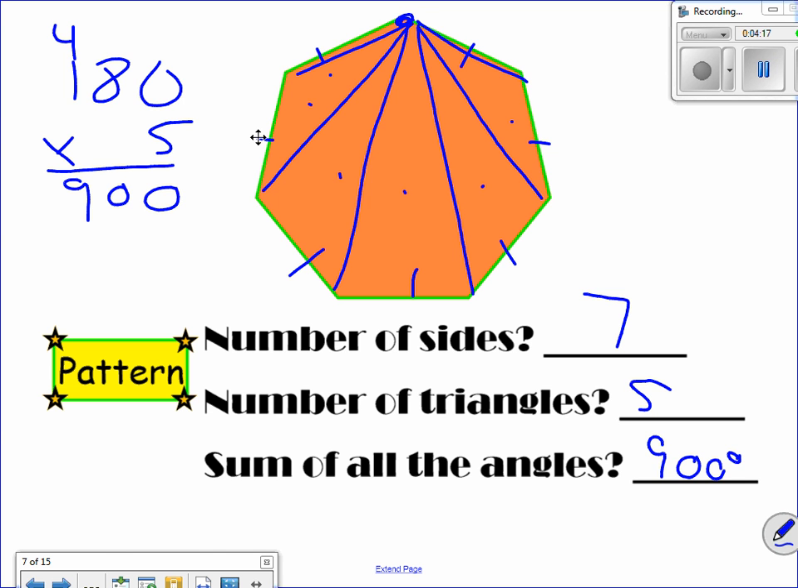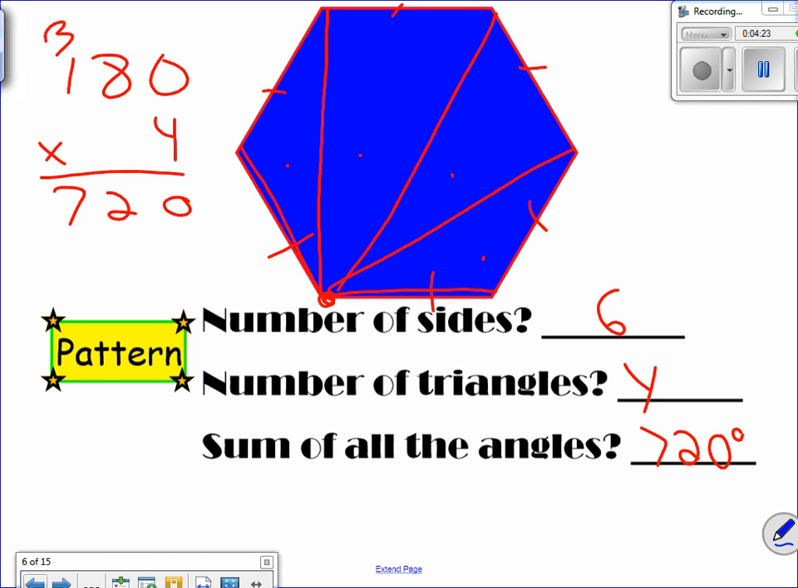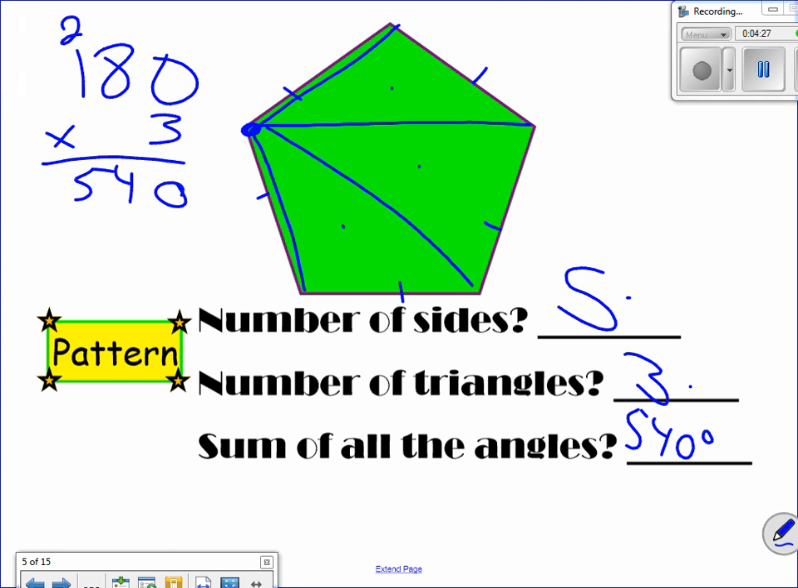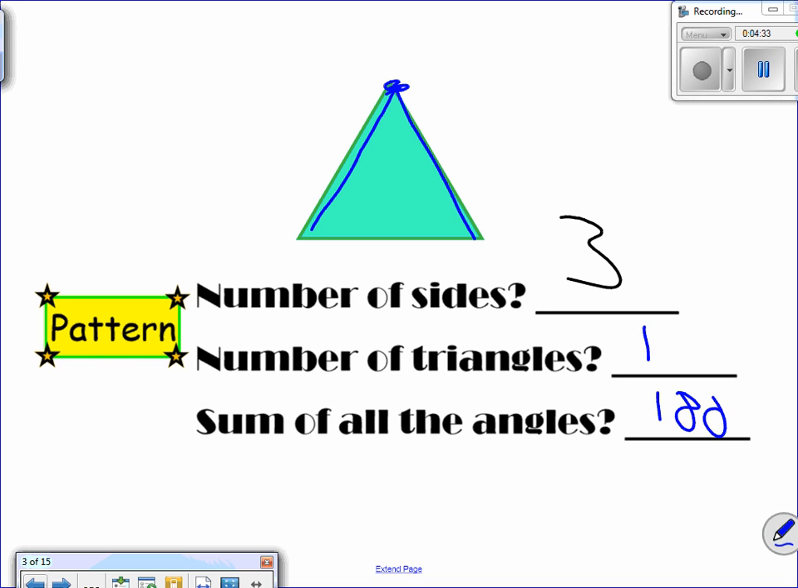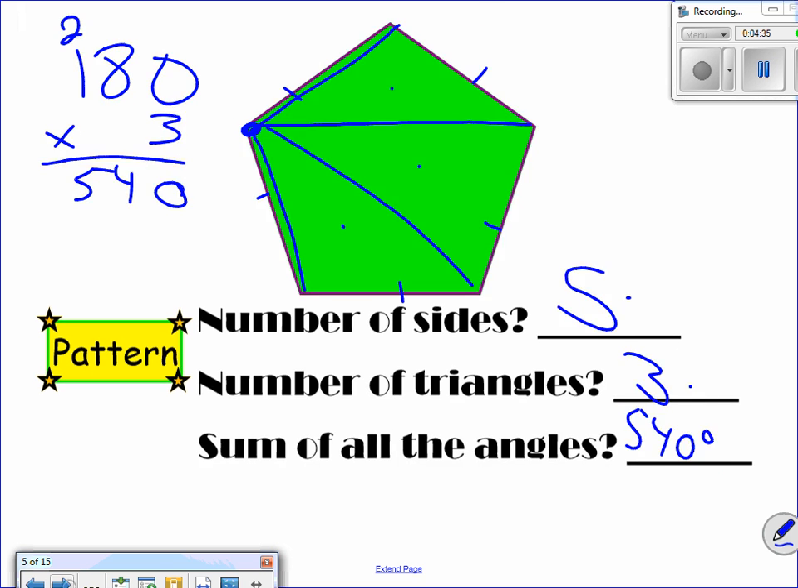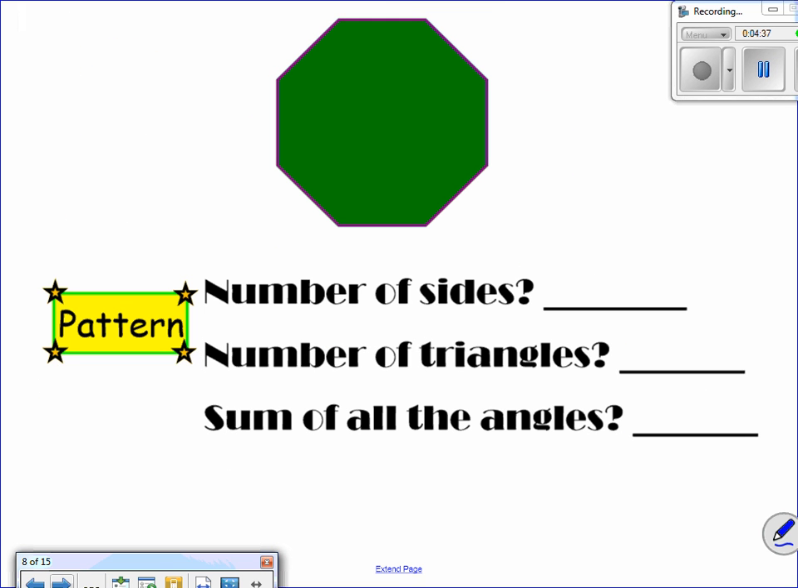Now we've done quite a few. Let's take a look at the pattern. If it's a 7-sided shape, how many triangles? 2 less. 6-sided shape, how many triangles? 2 less. 5-sided shape, how many triangles? 2 less. 4, 2 less. 3, 2 less. So however many sides we have, the amount of triangles is always 2 less.